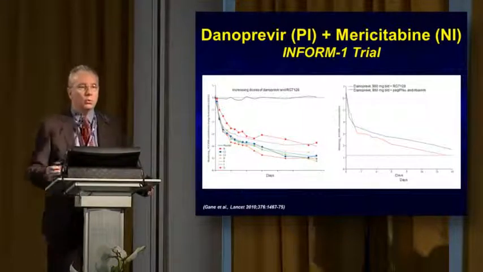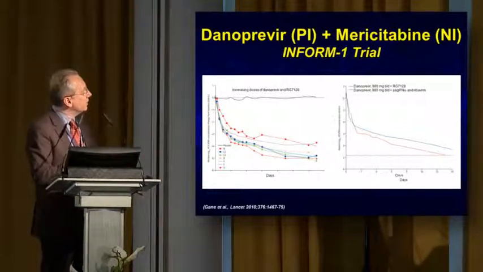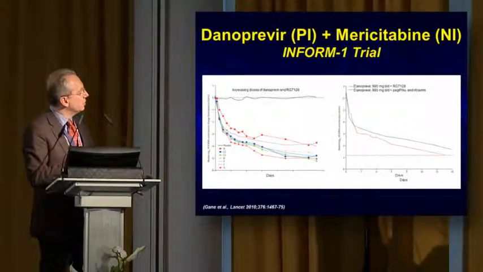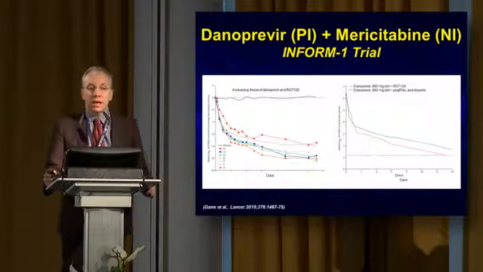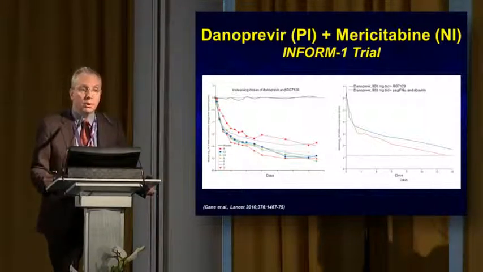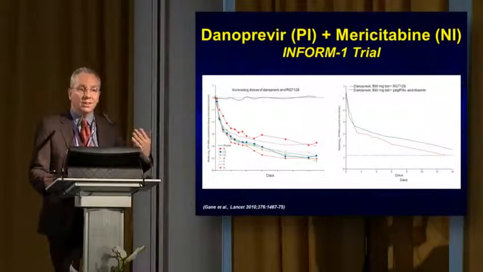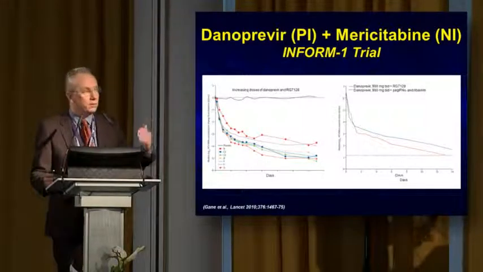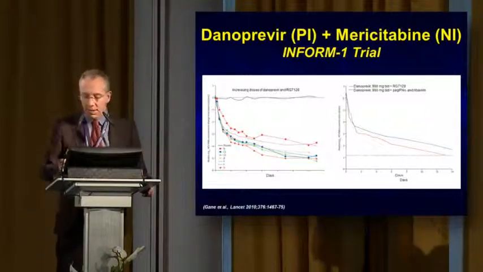Now, if you use two drugs, including one drug with a low barrier to resistance, this is a protease inhibitor, danoprevir, and a nucleoside analog with a high barrier to resistance, you can see here that the patients do not have breakthroughs on treatment. They respond with a first phase decline, a second phase decline. So this is, in theory, a good combination. The barrier to resistance of the combination is high because you have one drug with a high barrier in the combination.